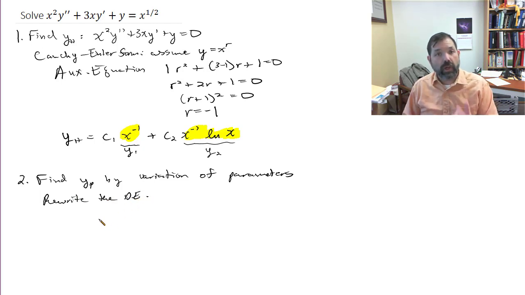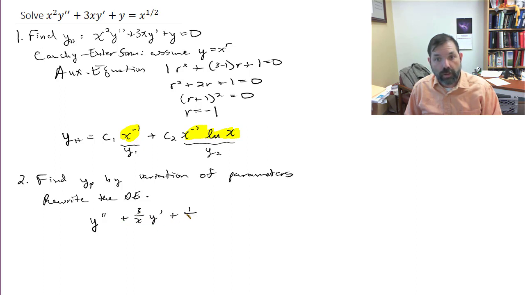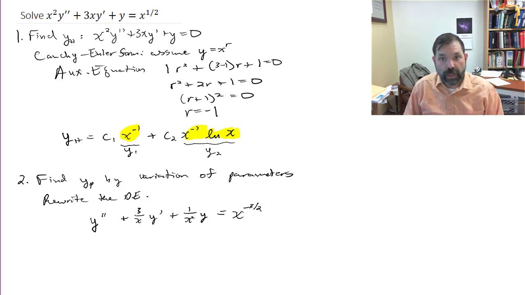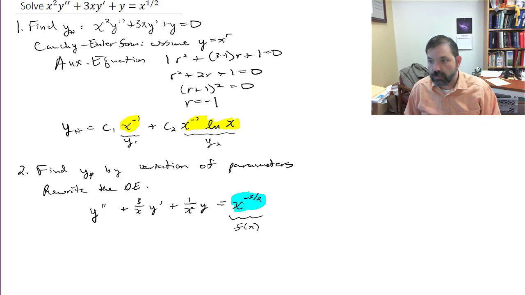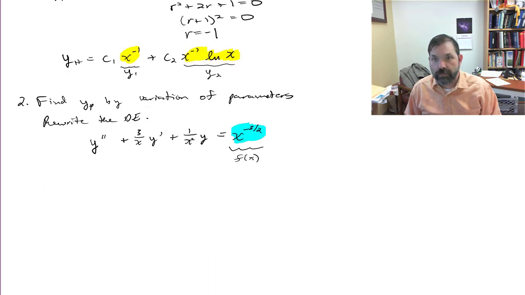And so to do that, remember we want the coefficient on the y double prime term to be 1. So rewriting the DE, I then have y double prime plus 3 over x y prime plus 1 over x squared y is equal to x to the 1/2 divided by x squared. That would be x to the -3/2. And so this x to the -3/2, that's what I will identify as my f of x in the system of equations for the variation of parameters technique.